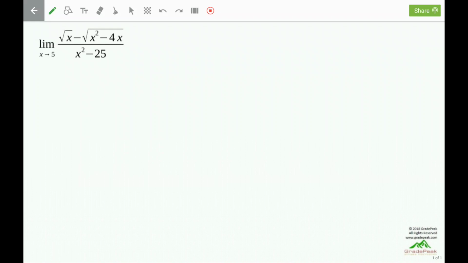Limit as x goes to 5 of the square root of x minus the square root of x squared minus 4x, divided by x squared minus 25. First thing we're going to do is try plugging a 5 in for each of the x's. That will give us the square root of 5 minus the square root of 5 squared minus 4 times 5, divided by 5 squared minus 25.